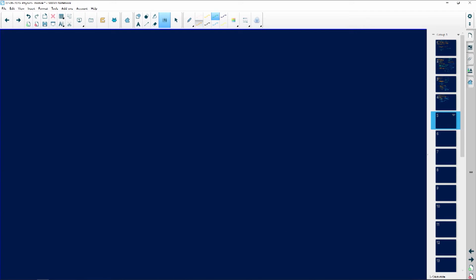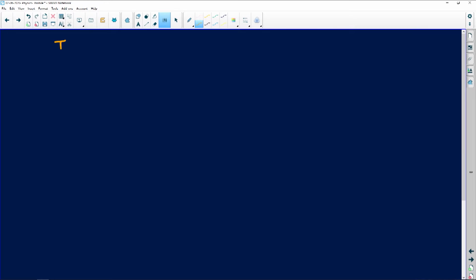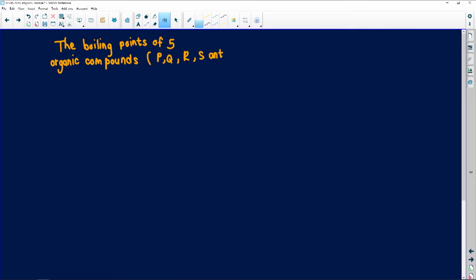Okay, so let's write this question down. It says the boiling points of 5 organic compounds, and they've named them P, Q, R, S, and T.